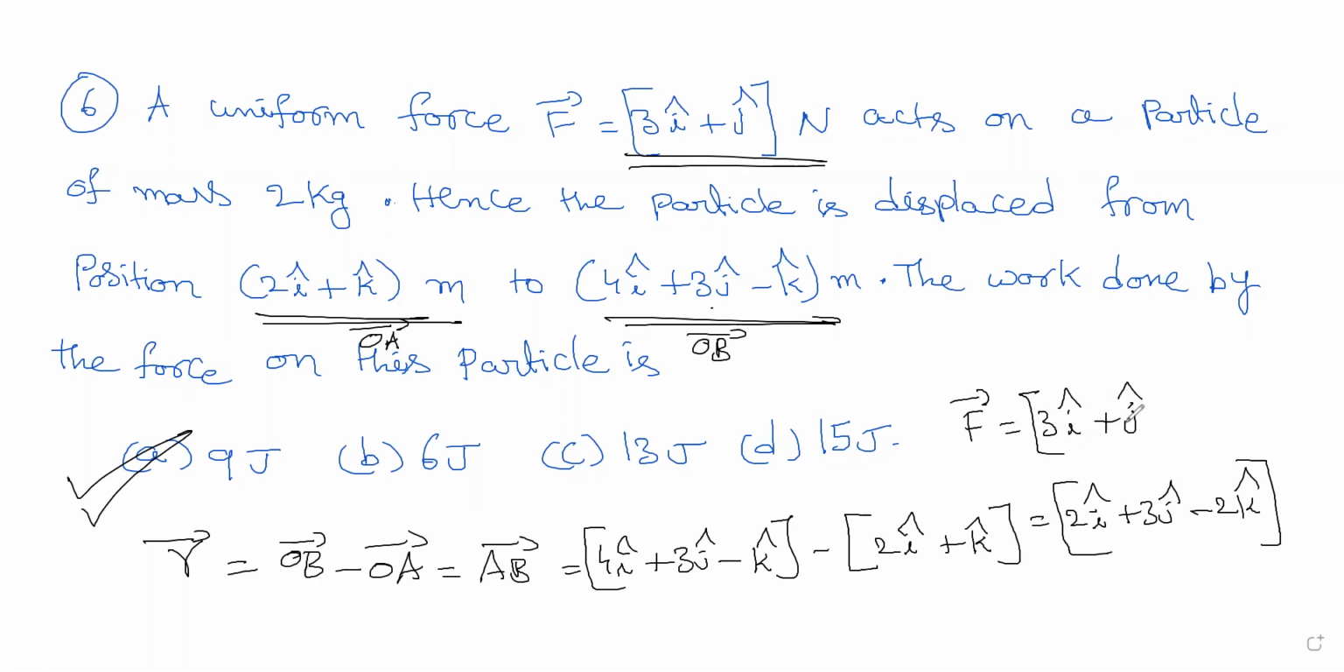Now what we have to do for the work done? Work done is F bar dot R bar. So take the dot product of these two: that is 6, and j is plus 3. The k cap is absent. 6 plus 3, that is 9 joules. As simple as that. Very simple, this question. Sometimes like this you will find. You should not leave.